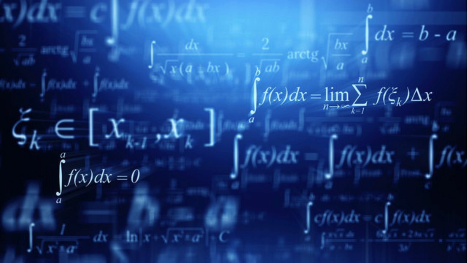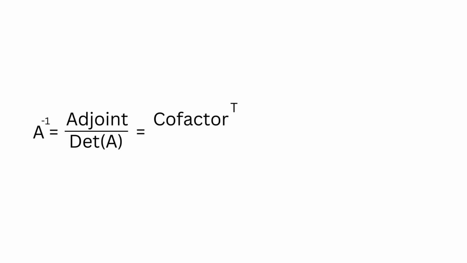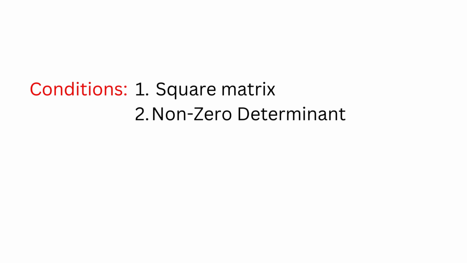Let's get started. There are many ways that we can use to find the inverse matrix, but for me, this is the easiest. So the inverse of matrix A equals the adjoint over the determinant of matrix A, which equals the transpose of the cofactor over the determinant. But to calculate the inverse, we have two conditions. First, it should be a square matrix, which means it should contain the same number of rows and columns. And second, the determinant of the matrix should not be equal to 0.